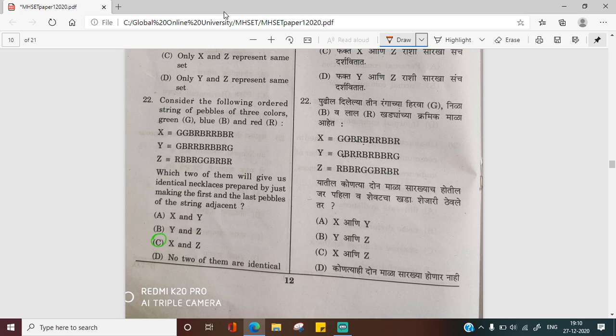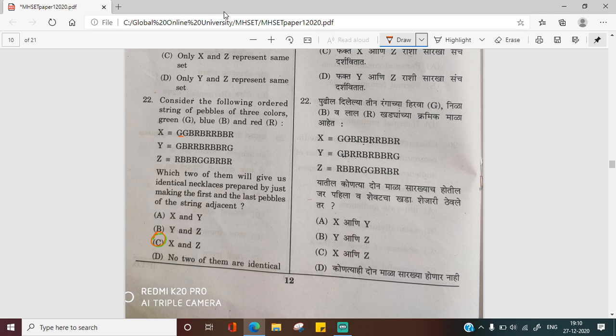For question number 22, they have given a string of pebbles of different colors. They are asking, if you connect the ends of this string, which two strings are going to be identical? So the right answer is option C, X and Z.